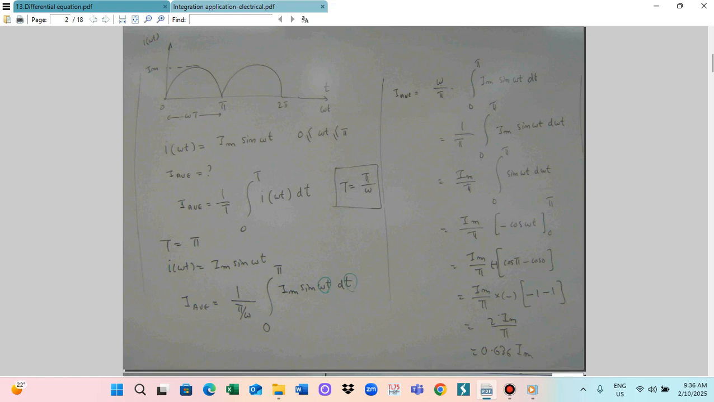So this omega goes to the numerator here. This omega multiplies with this one, so that will be Im sine omega t d omega t. Then you have to integrate, and by integration you substitute the upper limit and lower limit. Finally, you get that every value is the maximum magnitude multiplied by 0.636. And today's lesson is the application of the electrical wave.